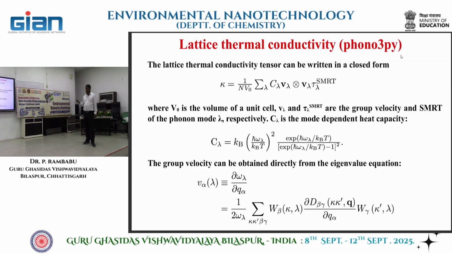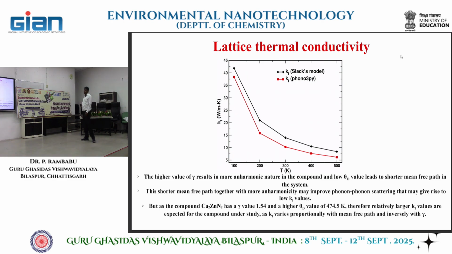By using these two methods, I have calculated the lattice thermal conductivity as a function of temperature, and for both models the trend is the same, but it is decreasing. It decreases quickly up to 200 K, then decreases slowly. A higher value of gamma, the Grüneisen parameter, tells you the anharmonicity, and a low theta_D may give you low KL values, but since here theta_D is high, we may expect higher thermal conductivity values, which are not good for a high figure of merit.